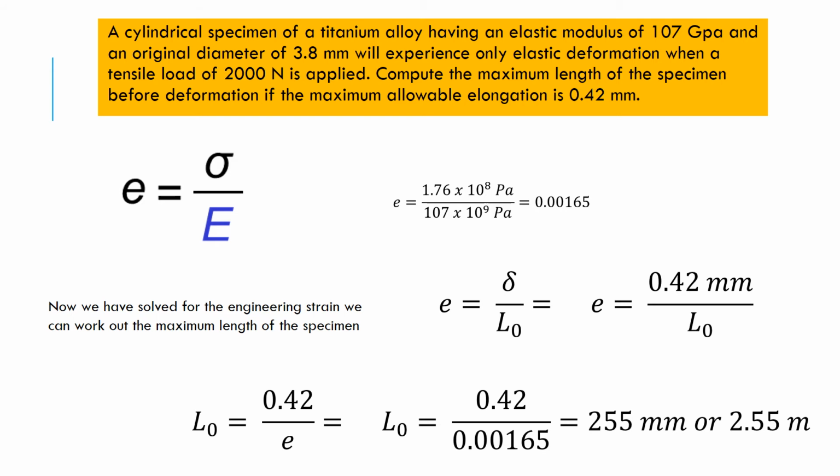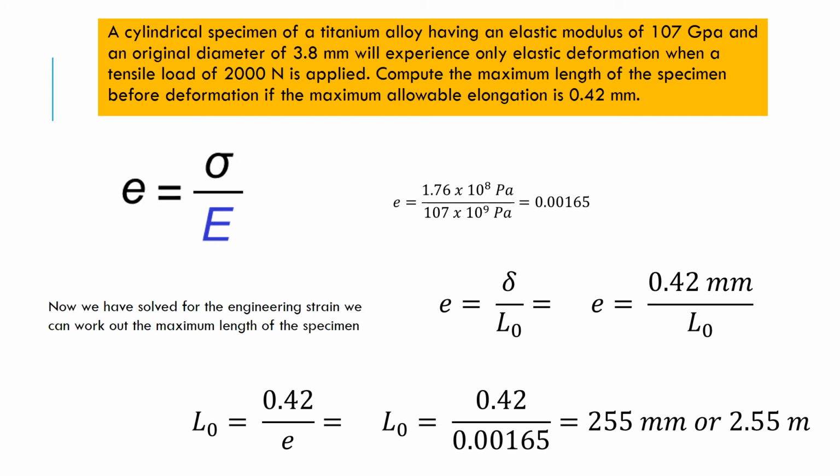So we have a measure then for the engineering strain, small e. We've calculated sigma, or the engineering stress. The question has given us the elastic modulus, or the Young's modulus, and when you calculate that engineering strain, it's equal to 0.00165.